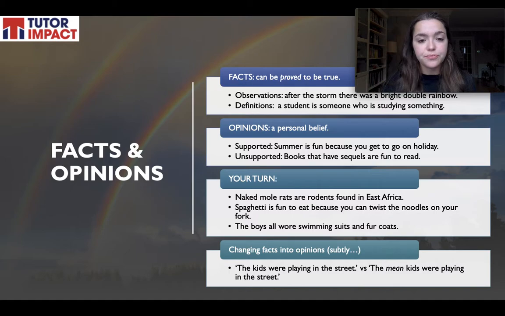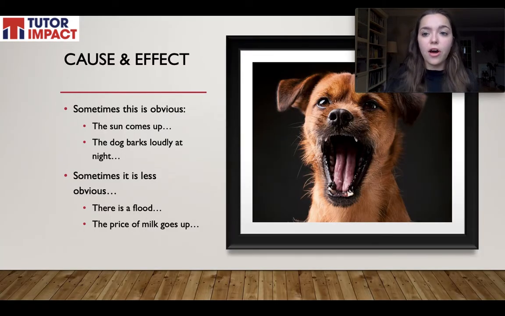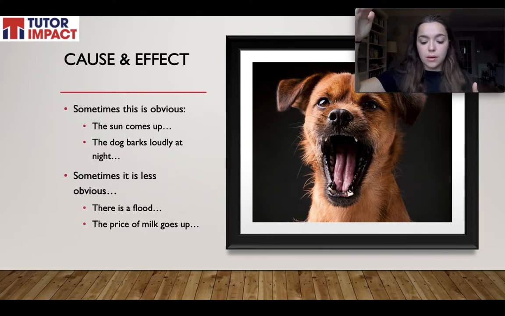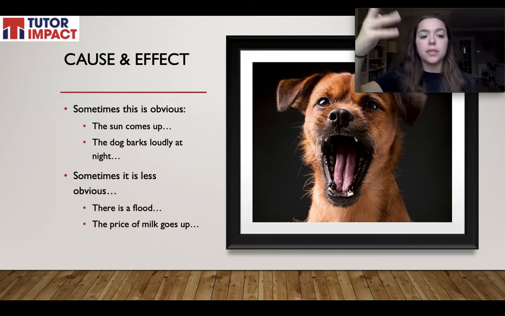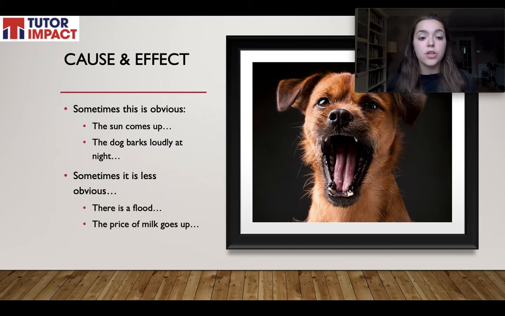The next thing we have are cause and effect problems. So what I mean by cause and effect is that when something happens, it causes something else. And sometimes this is obvious. For example, when the sun comes up, it dries out the land. The land was wet, the sun came up, dried out the land. Another one. The dog barks loudly at night and it wakes up the neighbours. We can be pretty sure that the first thing in both those situations caused the second thing.